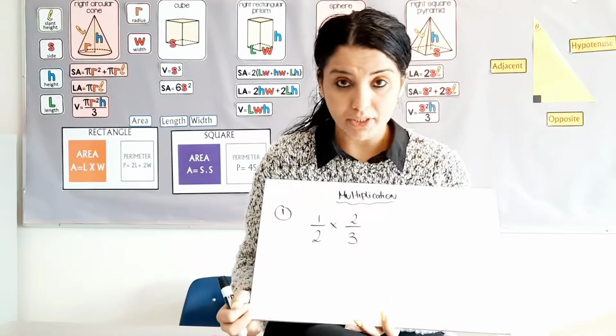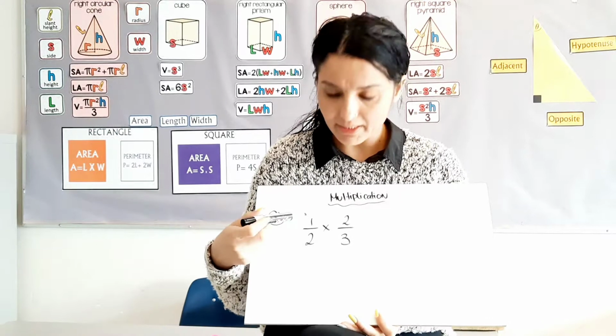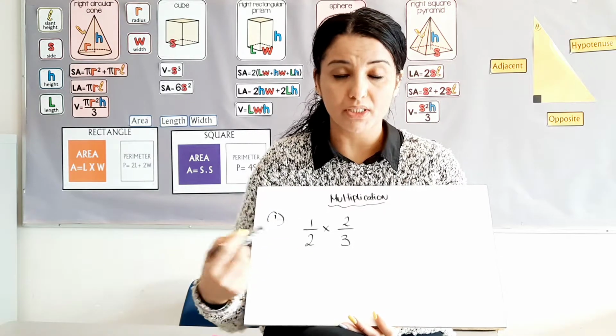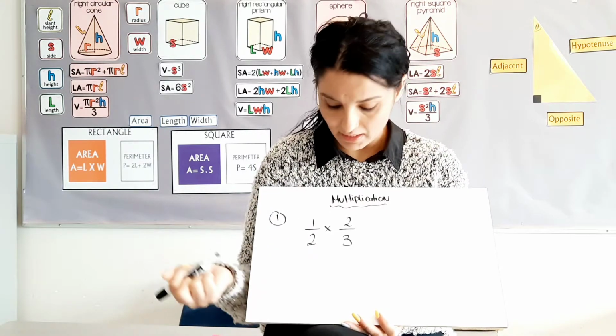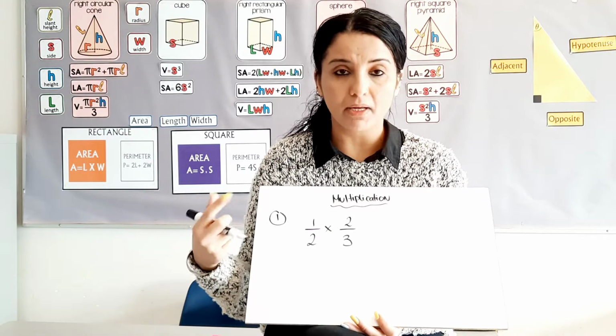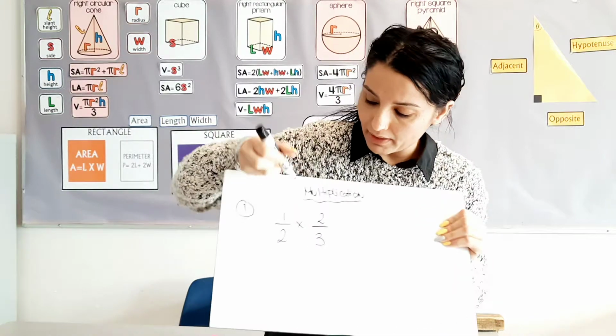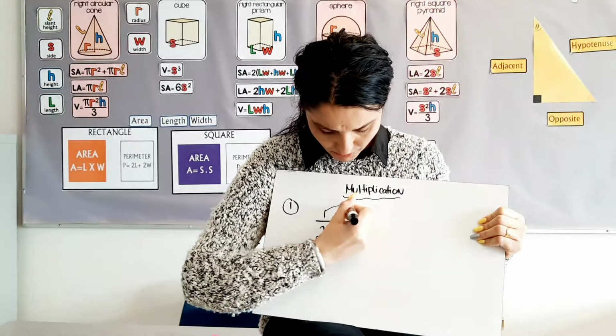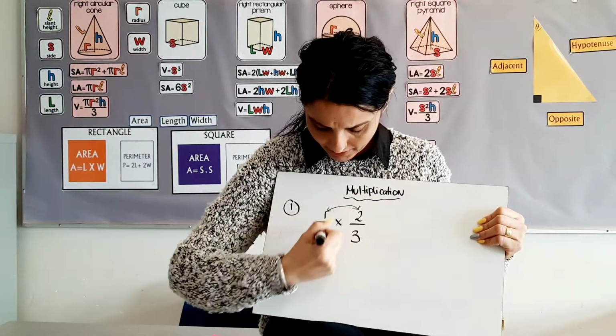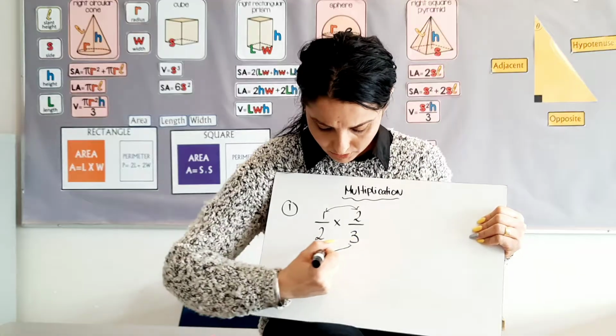So this is the one we're doing right now. Okay, so basically half times 2/3. What's half times 2/3? Okay, so we have a rule to multiply fractions. When we multiply, it's very straightforward. We multiply the numerator with the numerator and the denominator with the denominator.